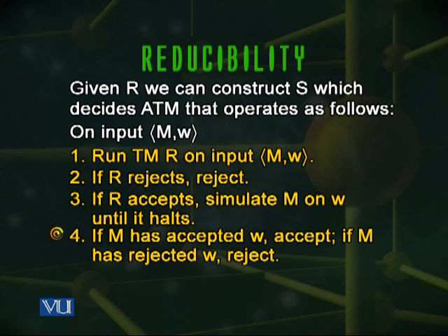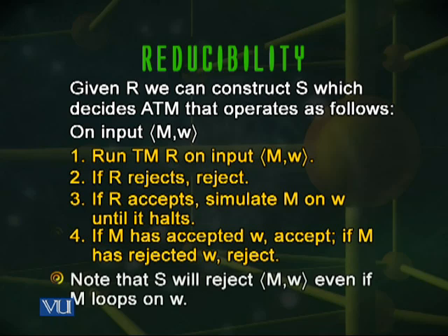So let's see what S will do if we give it a string M comma W. It will reject if M loops forever on W. So it will simply reject all the strings M comma W in which M loops forever on W. Suppose that M rejects W, S will also reject these strings. And it will only accept M comma W if M accepts W. And S always halts. So the language of S is ATM, and S is a decider. This shows that ATM is decidable.